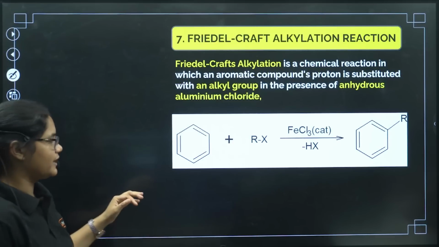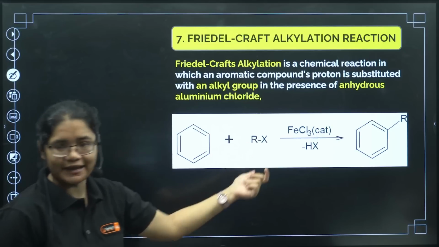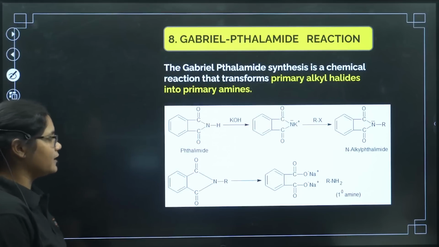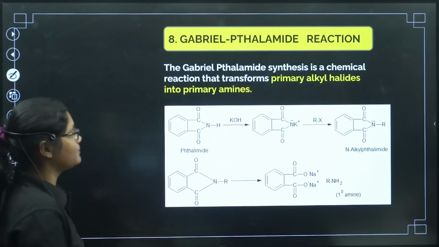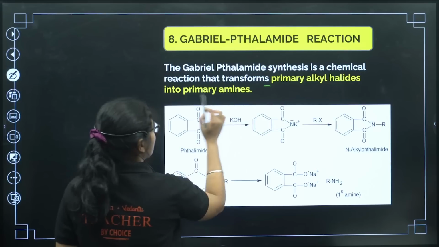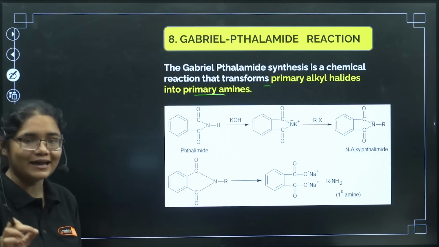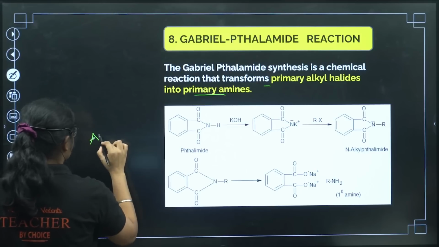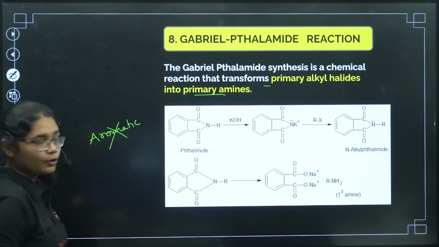Next we have Friedel-Crafts alkylation. This is a very common reaction, CH3Cl or any RX, in FeCl3 or AlCl3 you can use to get the compound here. Next, Gabriel phthalimide. This is also an important reaction. You need to know that it is used for the preparation of primary alkyl amines. You cannot prepare aromatic amines. So I will write here, aromatic amines cannot be prepared.